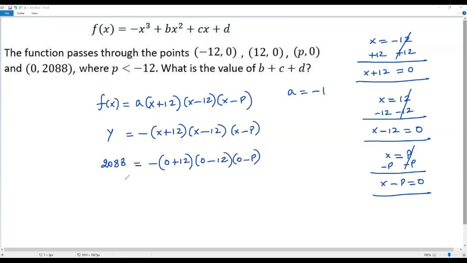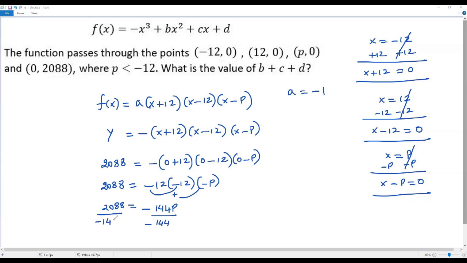Now let me solve for p in this equation. That is 2088 equals negative, 0 plus 12 is 12, times 0 minus 12 is negative 12, times 0 minus p is just negative p. So negative times negative will become positive, positive times negative will become negative. So 12 times 12 is 144, 144 times p is 144p. Now my aim is to solve for p in this equation. For that, I have to divide both sides by negative 144.